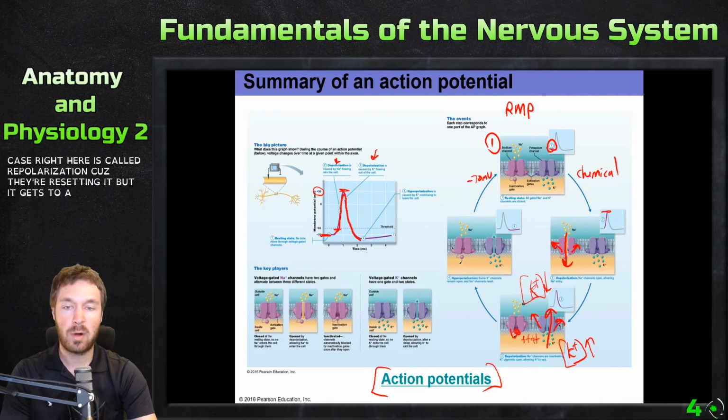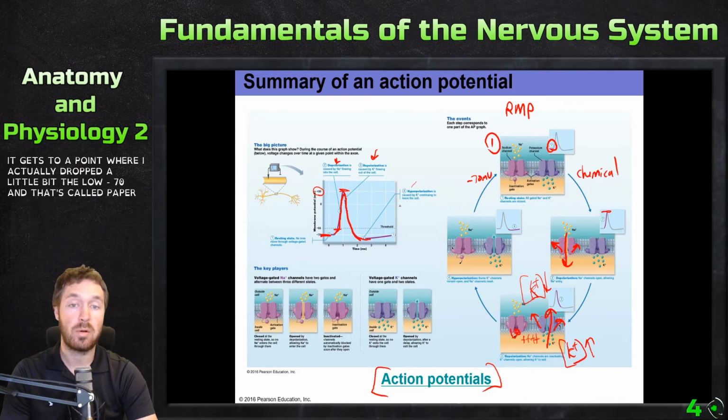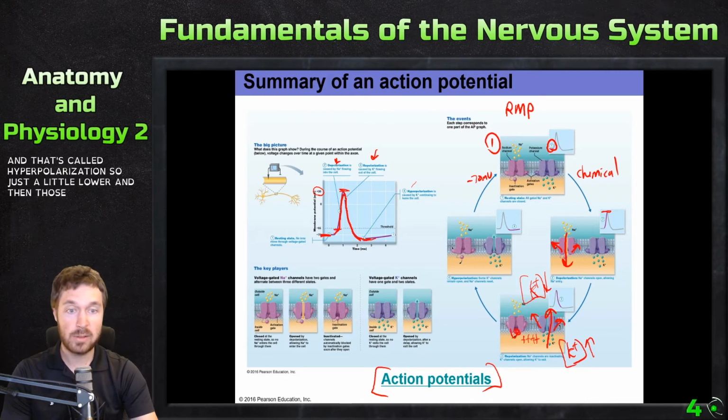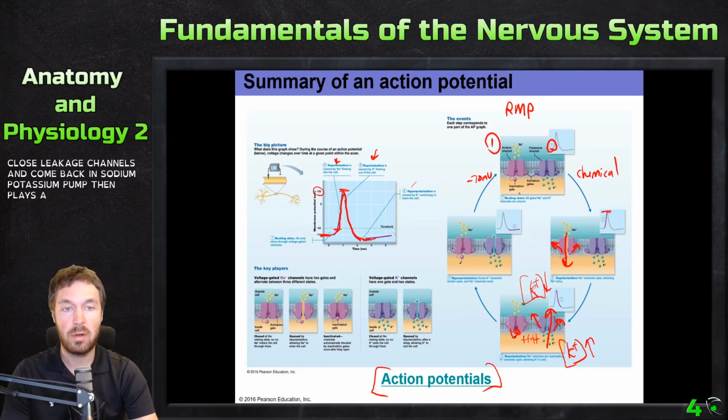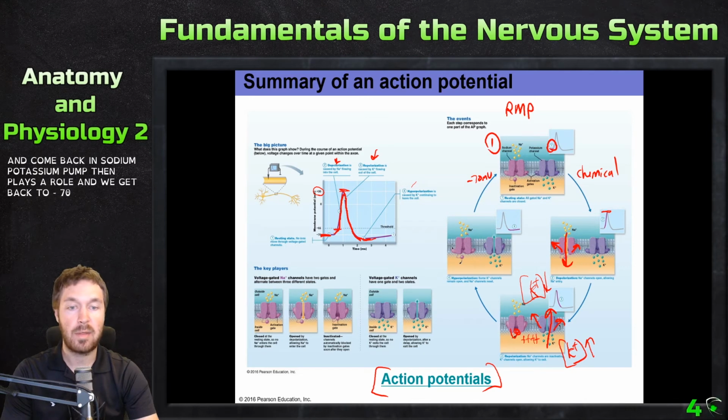But it gets to a point where it actually drops a little bit below minus 70, and then it's called hyperpolarization. So it drops a little lower, and then those channels close. Leakage channels then come back in. The sodium-potassium pump then plays a role, and we get back to minus 70. And then after these potassium channels close, these sodium channels reactivate, and this ball and chain moves away.